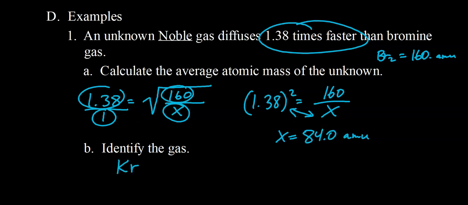So make sure this makes sense. Since the unknown noble gas is diffusing faster, it must have a lighter mass than bromine. Bromine's 160. Our answer has to be less than 160. So we get 84.0 AMU. What noble gas has an average atomic mass of about 84? That looks to be krypton.